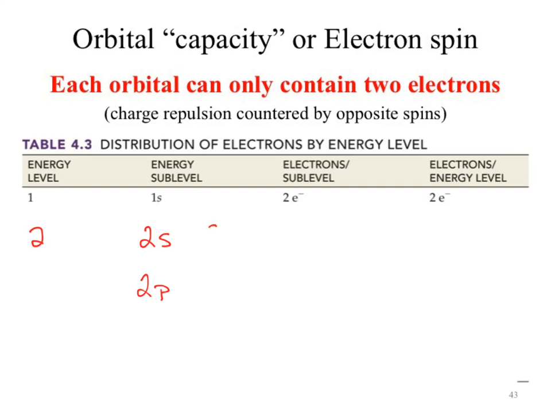The S, being a sphere, only has one possible orientation. The P, being the dumbbell shape, ends up with 3 official orientations. This one's the sketchy one coming in and out of the board at us. Each of those orbitals can fit 2 electrons. So the s orbital fits 2 electrons. How many electrons total in my p sublevel? 6, because each of those p orbitals can hold 2 electrons. So total in the second energy level, I have 8 electrons. Okay, kind of makes sense?